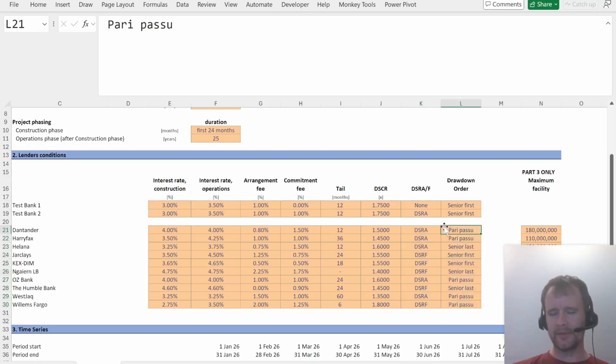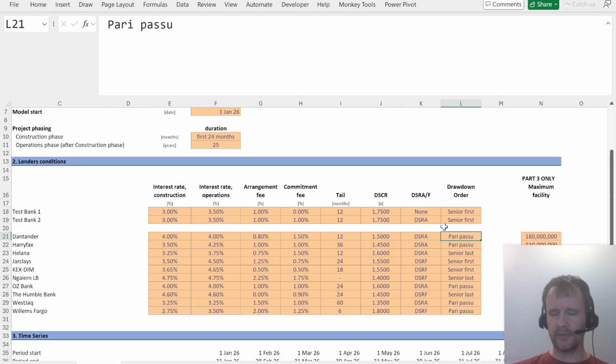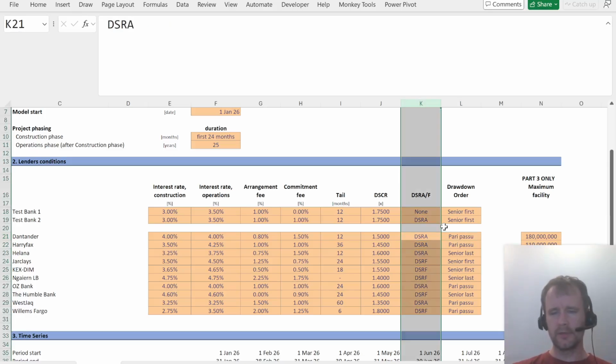And then I spent some time on this one. It was fairly intuitive to me that senior first was the best from an equity returns perspective and senior last was the worst. This one was not intuitive to me.